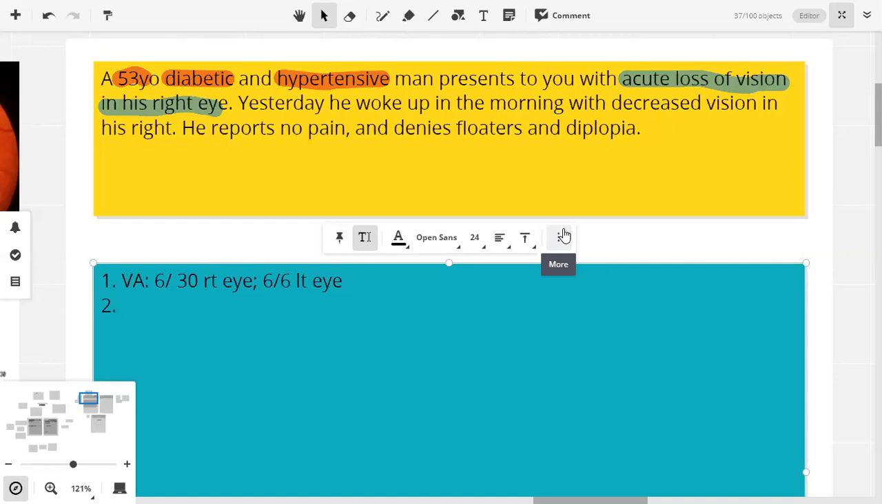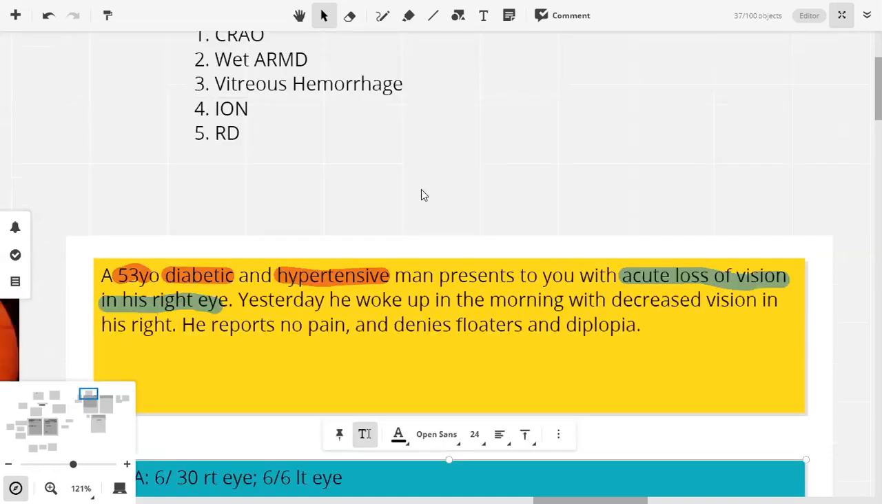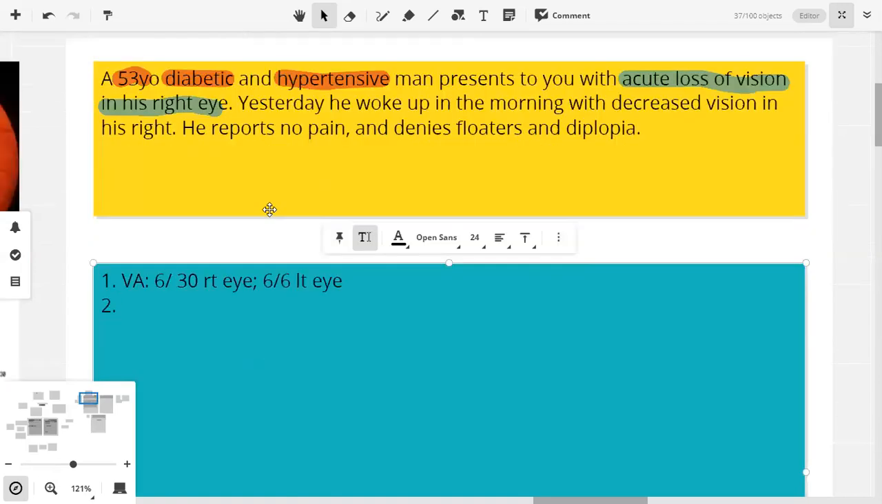Which other things do we want to perform? Acute loss of vision in his right eye. It's painless, so this patient may also have acute angle glaucoma. So we can also perform tonometry or gonioscopy. What else can you do, what would you like to do? Tonometry and gonio. IOP is normal, and the angle is open.